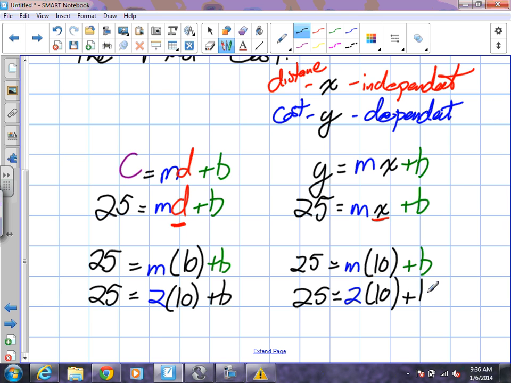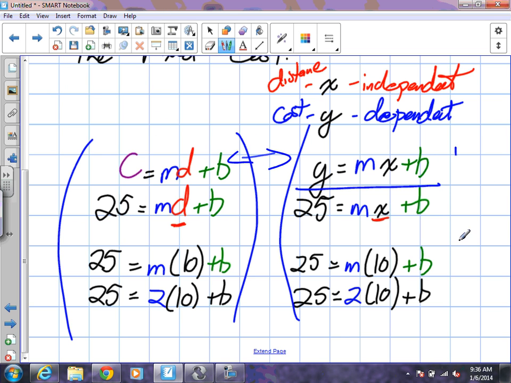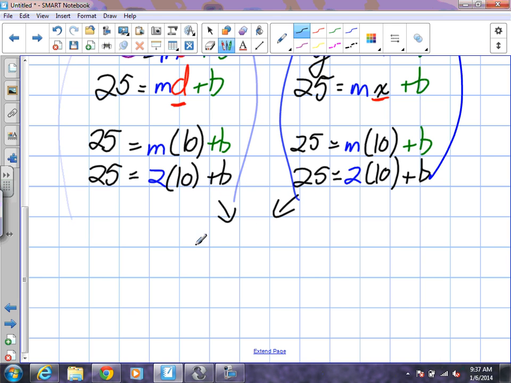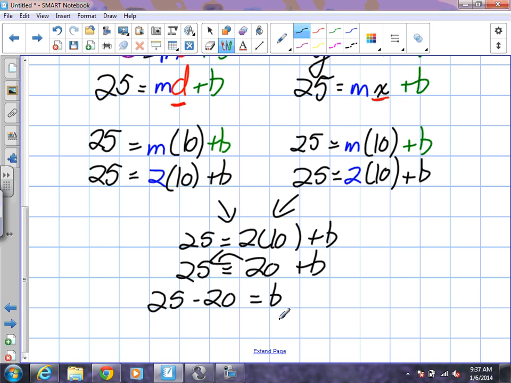Whether you wanted to do it with all these variables or you preferred this version, it's the exact same thing. We went through the same process to get to where we are. So we'll combine it from this point on. These are now the exact same. So 25 is equal to 2 times 10 plus B. What's 2 times 10? That's right. 25 is equal to 20 plus B. What do I have to do to isolate for B? 25 minus 20. That's right. 25 subtract 20 is equal to B. What is our B? 5. So what does that 5 represent? Yeah, it represents the y-intercept, which is also our fixed cost.